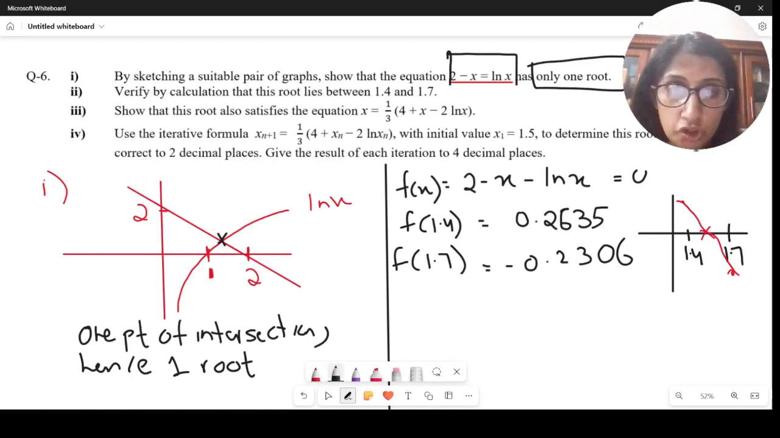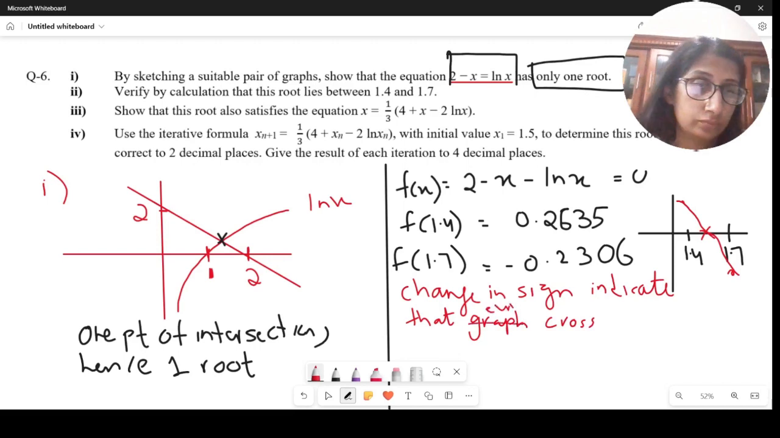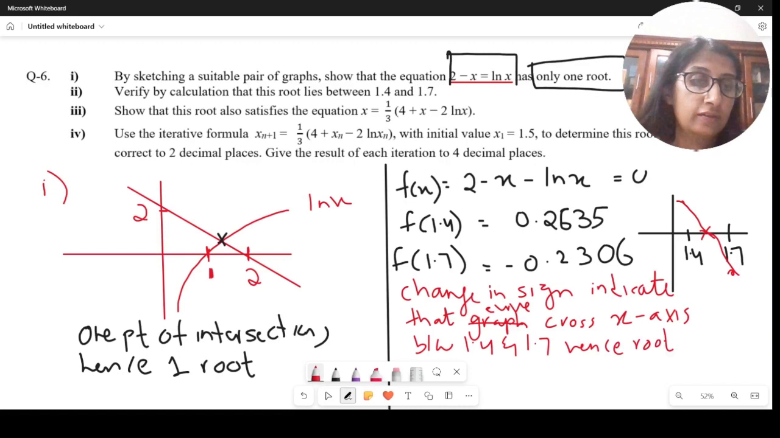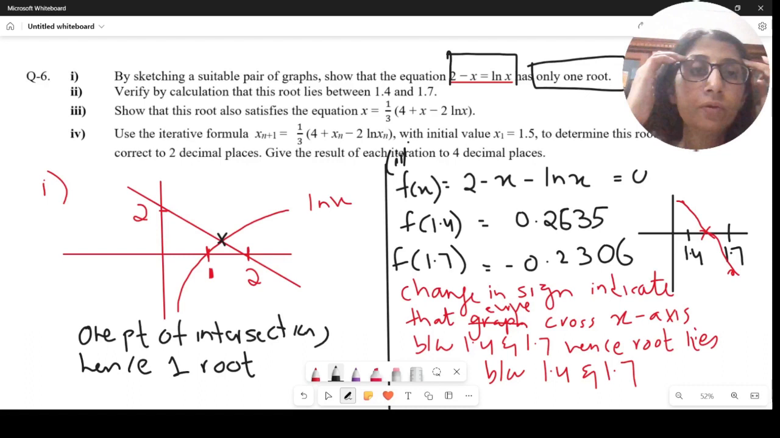So you write: change in sign indicates that the curve crosses the x-axis between 1.4 and 1.7, hence the root lies between 1.4 and 1.7. Okay, that was part 2. Any questions, especially from Adan and Fazil? No? Okay, then we move on.